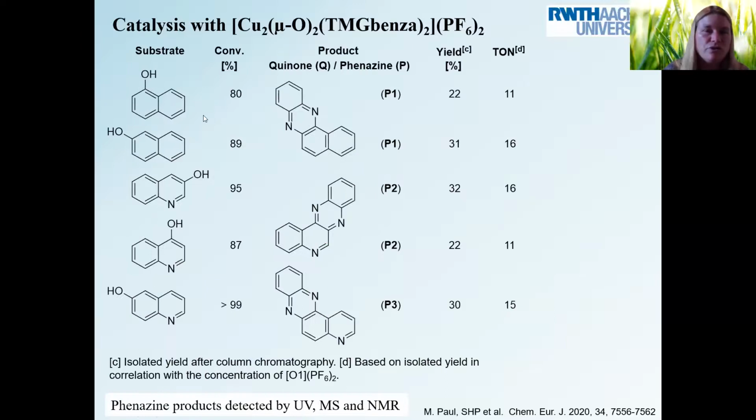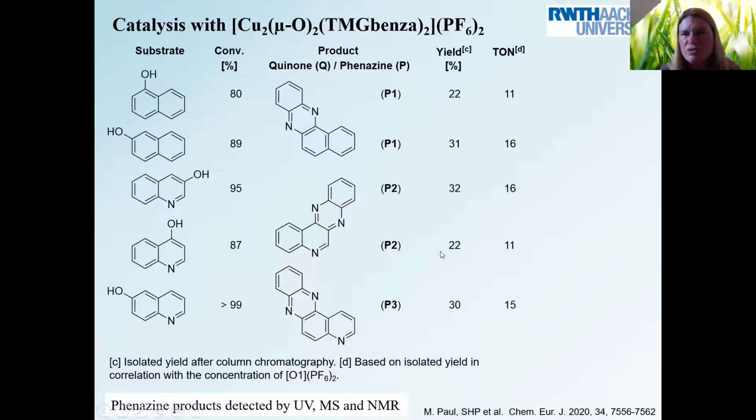Then we went a little bit on. For example, taking these different types of 1-naphthol and 2-naphthol, and, for example, this 3-quinolinol, 4-quinolinol, and the 6-quinolinol. And here in this case, again, you have the choice: you can hydroxylate here, or you can hydroxylate here. Here you don't have the choice. And again, we isolated this bent phenazine. Also in this case, you have the chance to hydroxylate here or here, and again, we obtained the bent phenazine.